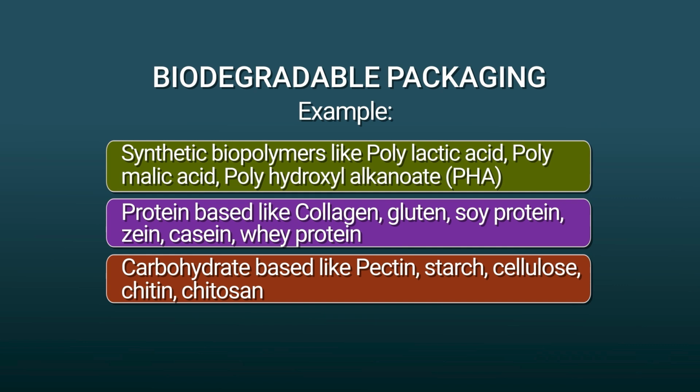You can also use the carbohydrate sources like the pectin, starch, cellulose, chitin, ketone, etc. So all these will lead to the biodegradable packaging, and these are eco-friendly. These can be used for various types of food products. So I discussed till now about the different packaging techniques. Now I will tell you about the packaging machines.